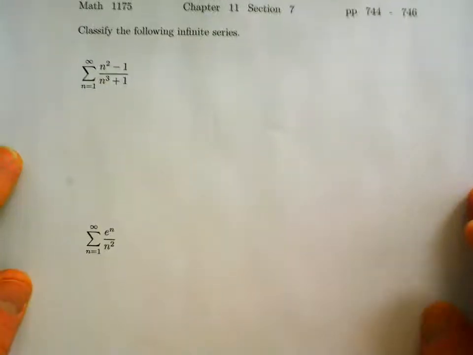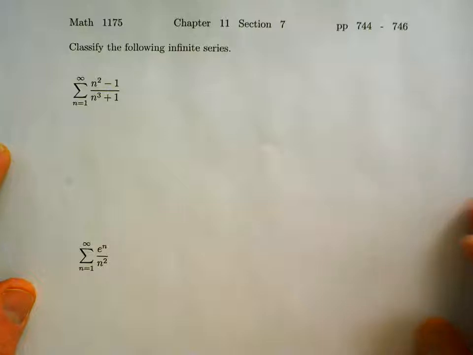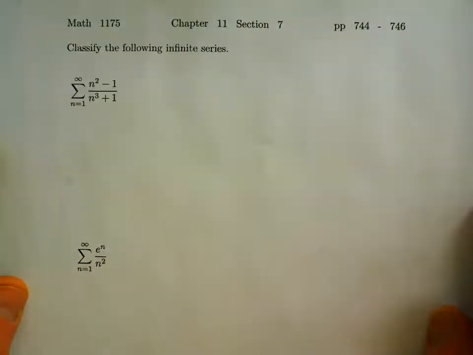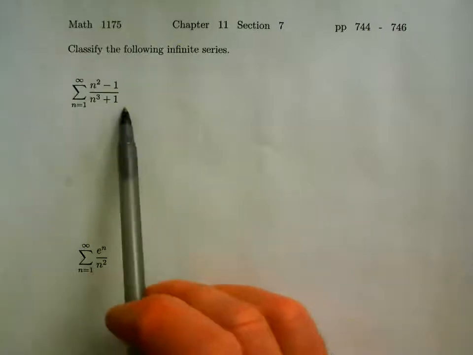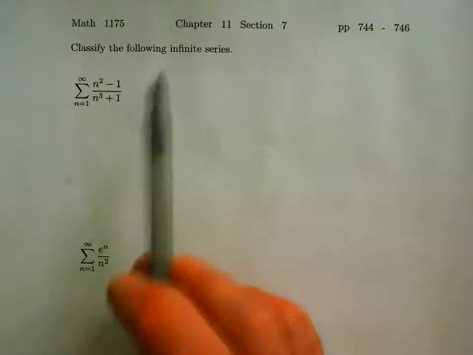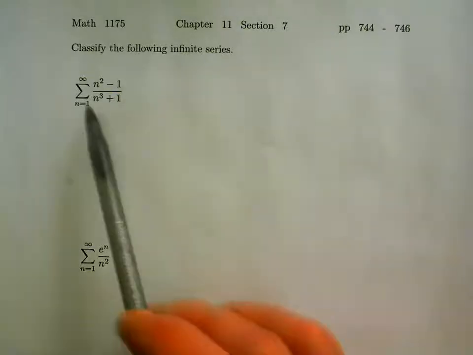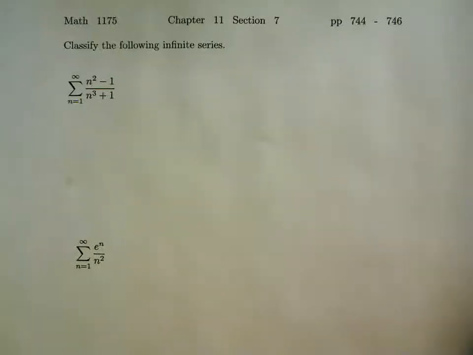Okay, so let's start looking at more examples. Classify the following infinite series. The terms in this series are n to the second minus 1 over n to the third plus 1, and n begins at 1. So is there, in your experience so far, a particular test that comes to mind?